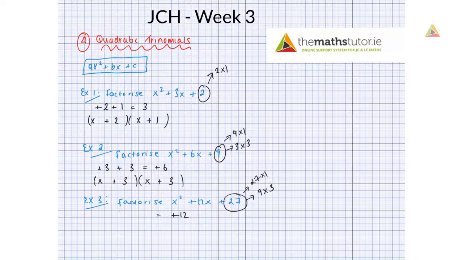And I'm going to go with 9 and 3 and just check the signs. So you need a plus 12. So if I put a plus in front of the 9 and a plus in front of the 3, I'll get plus 12. So plus 9 plus 3. Next step is to open up your brackets.